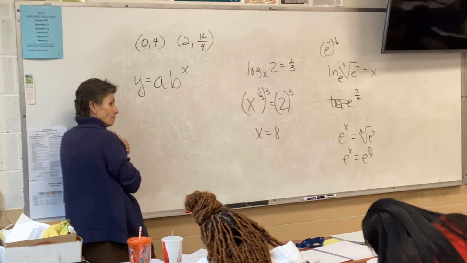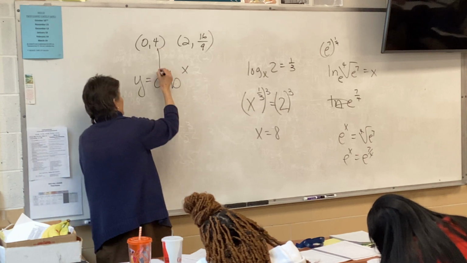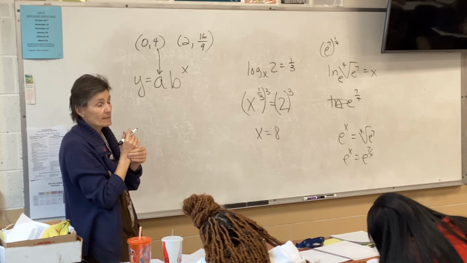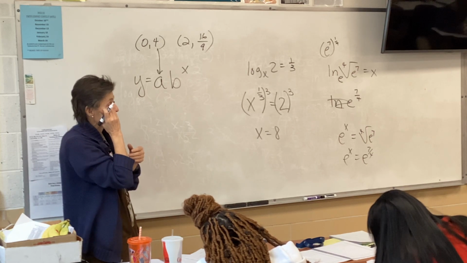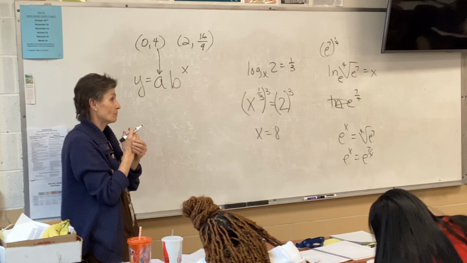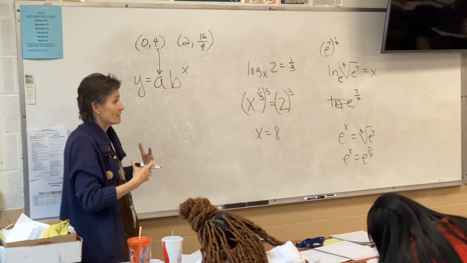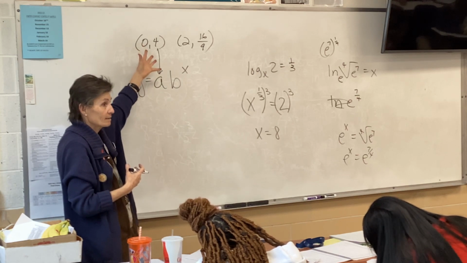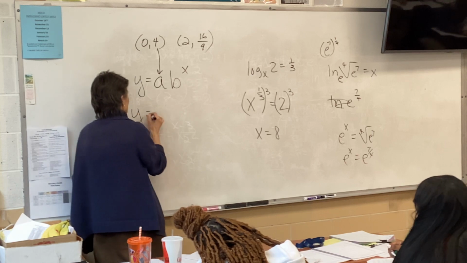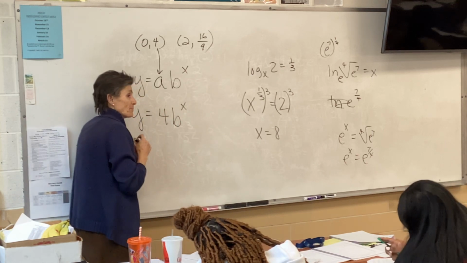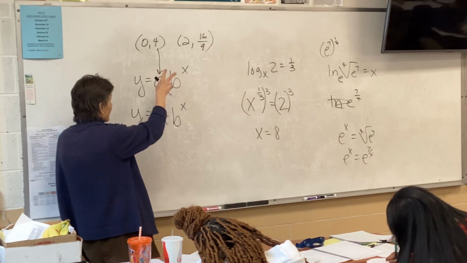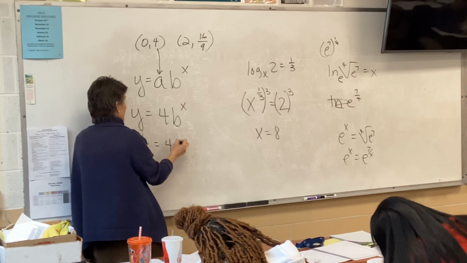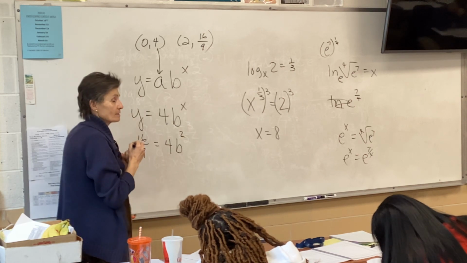Any thoughts on that? Isn't a like 4? A is 4. A is the y-intercept. It is the initial value. Always in an exponential, a is the initial value. And when we say initial value, we mean the beginning number, when time is 0. That's the beginning. So y equals 4b to the x. Okay, now what? Take that other point, put the y in for the y, and the x in for the x.